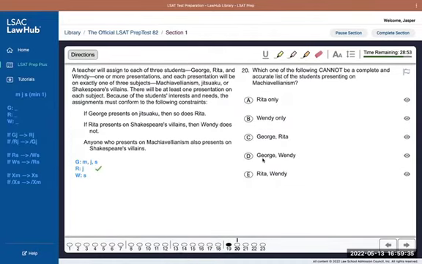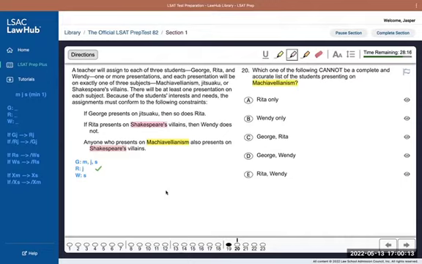Okay, which one of the following cannot be a complete and accurate list of the students presenting on Machiavellianism? Ooh, okay. So if you present on Machiavellianism, what do we know? I'm starting out here by just looking at whether the question is giving me any clues as to what's going to be relevant. And they're talking about Machiavellianism. I'm going to look at the rule that has to do with that and how I can connect that potentially to another rule to make a deduction that is going to help me decide what's not allowed.